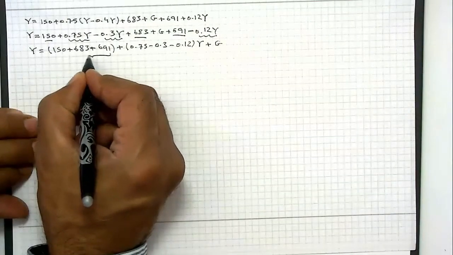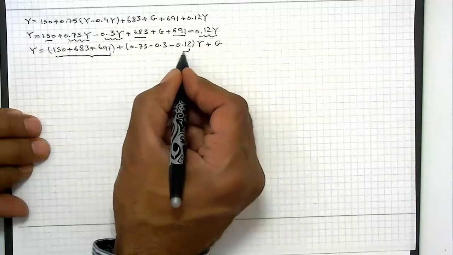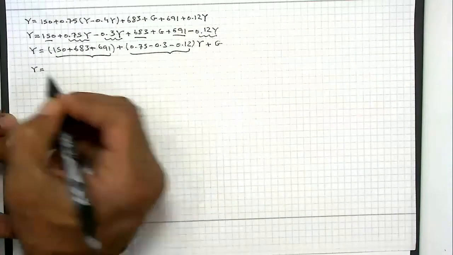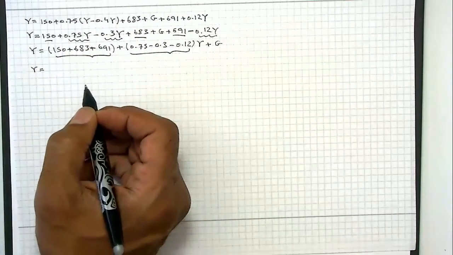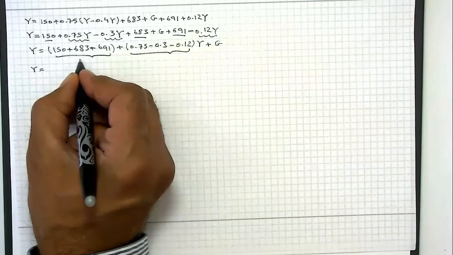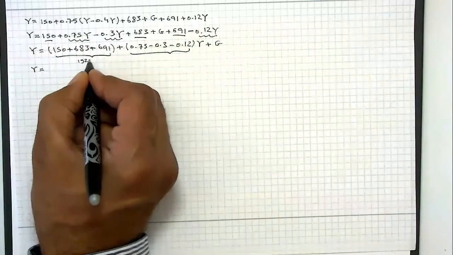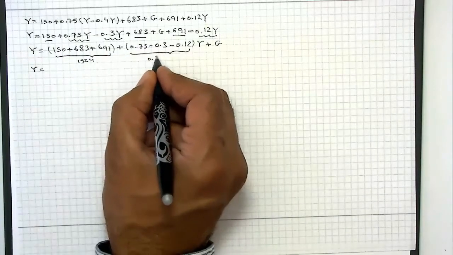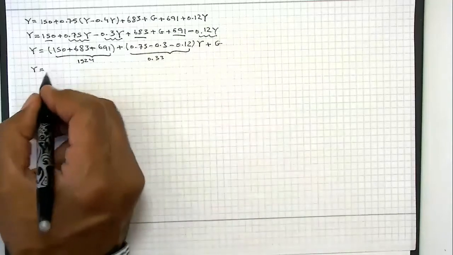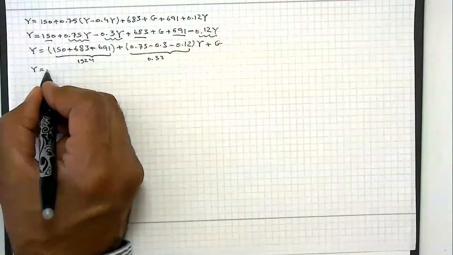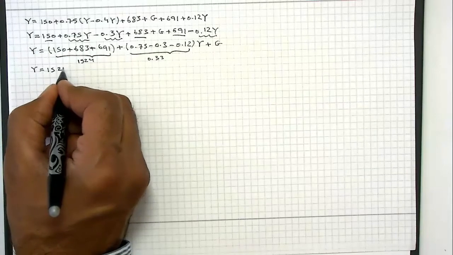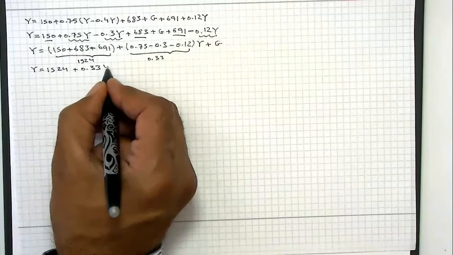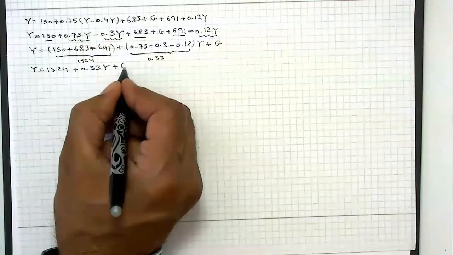Now you can add these up, and these. So we simplify the expression even more. This adds up to 1524. And this adds up to 0.33. So what we have here is 1524 plus 0.33y plus G.